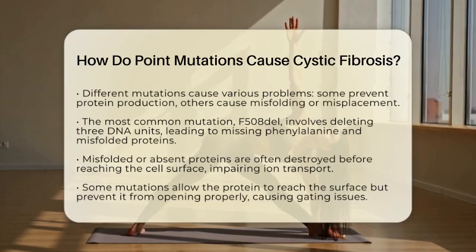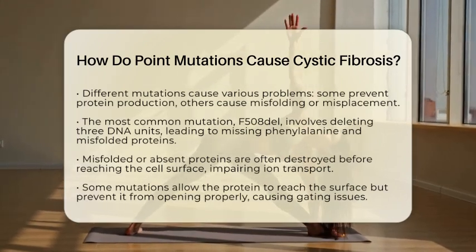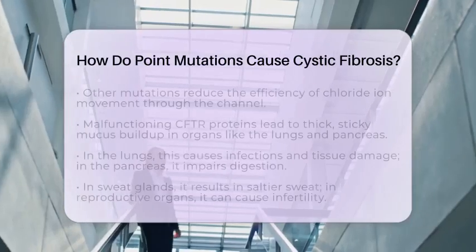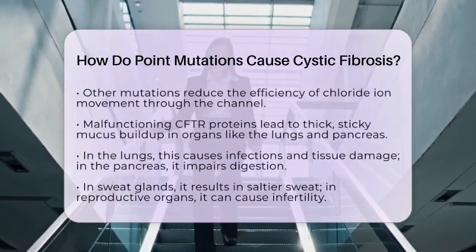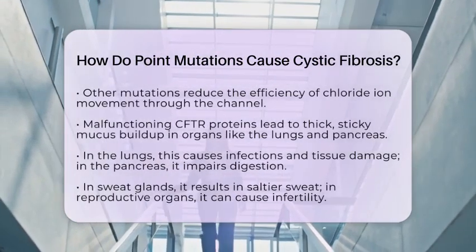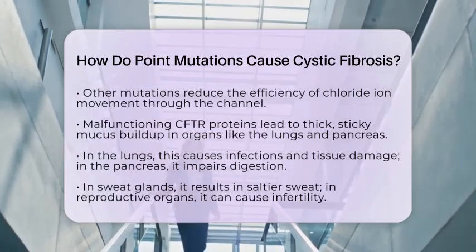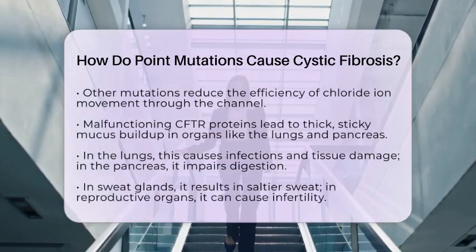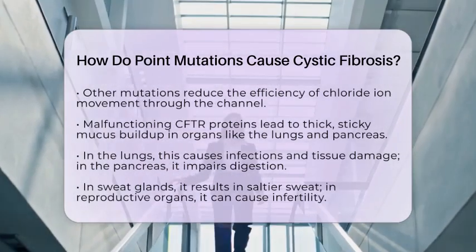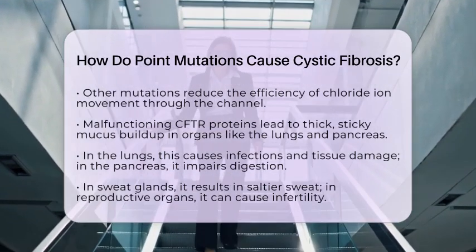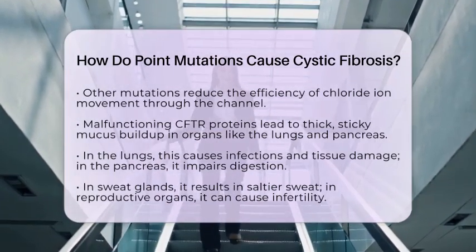Other mutations might allow the protein to reach the cell surface but prevent it from opening properly, which is called gating problems, or they might make the channel less efficient at moving ions, reducing chloride flow. These tiny genetic changes can cause the CFTR protein to malfunction in various ways. If the protein is missing or misfolded, it might never reach the cell surface or might be broken down early. If it reaches the surface but doesn't open correctly, chloride ions can't pass through as they should.